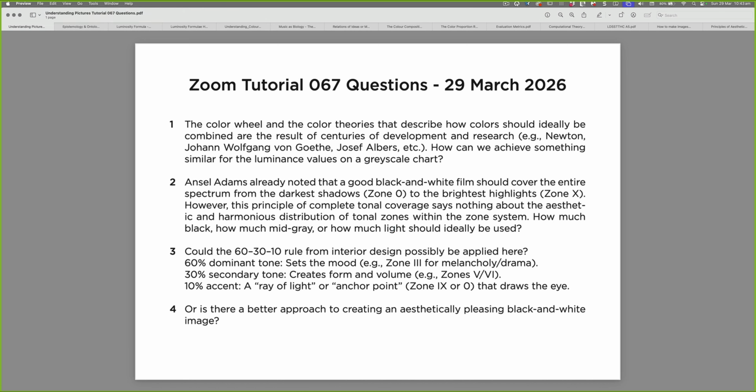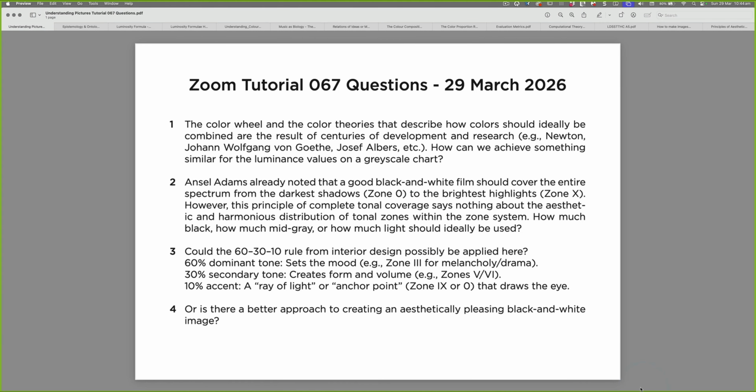And then some real-world considerations. What about Ansel Adams and Fred Archer, the zone system that they developed more than a lifetime ago? And this principle of tonal representation in a system like the zone system, for example, doesn't say anything about the aesthetic distribution of tones within it. How much black, how much middle grey, highlights, and so on.